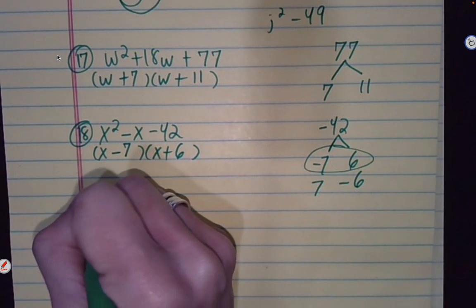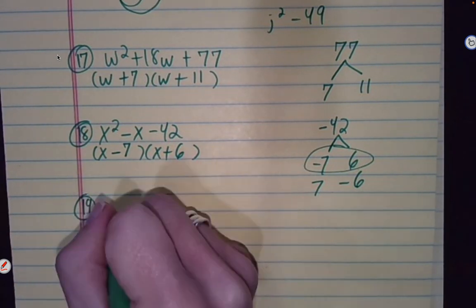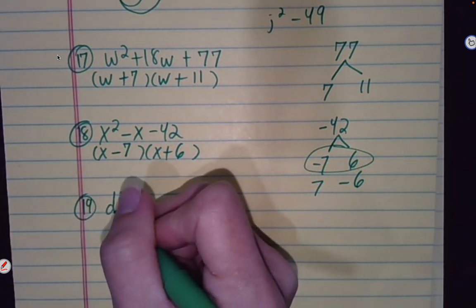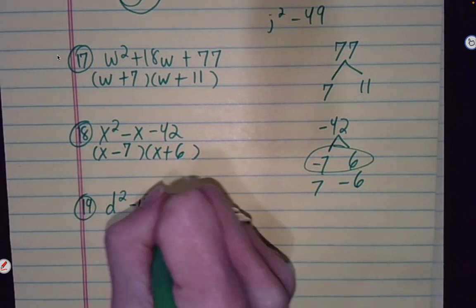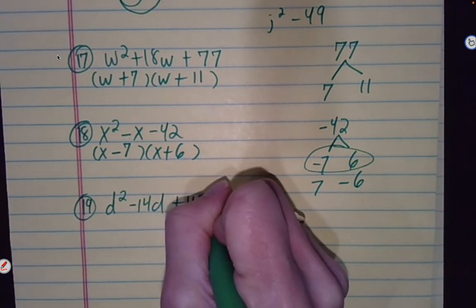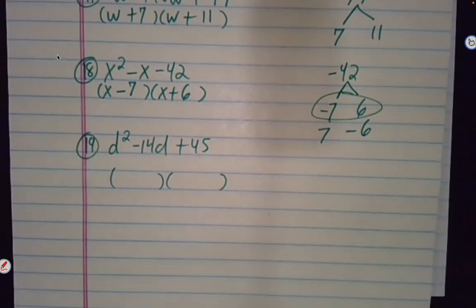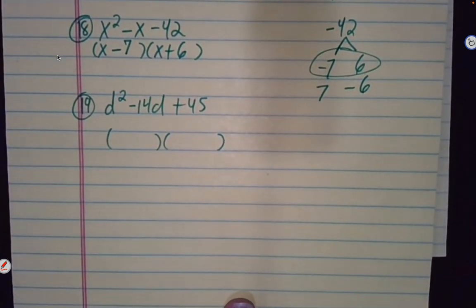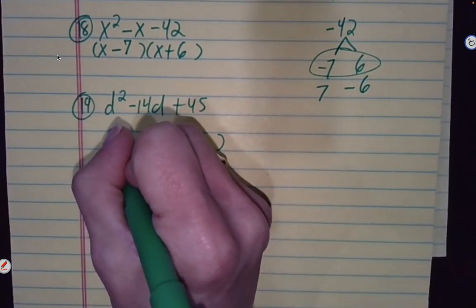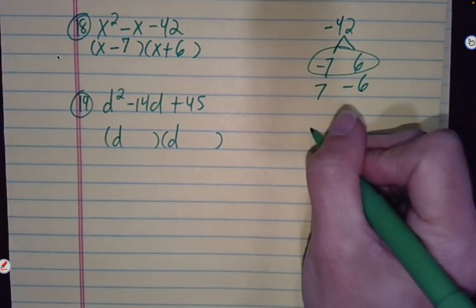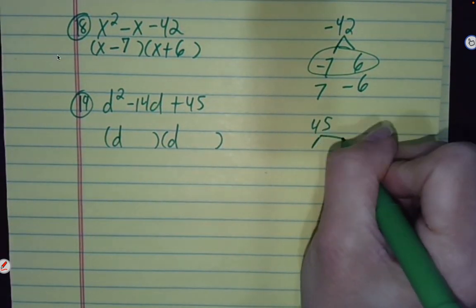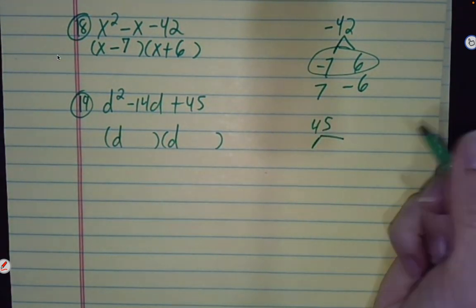Okay, number 19. We have d squared minus 14d plus 45. So when I go to factor this one, I'm already ready. I don't have a number out front. So what goes in the front of the parentheses? D and D. And I'm going to find factors of 45. What times what is 45?